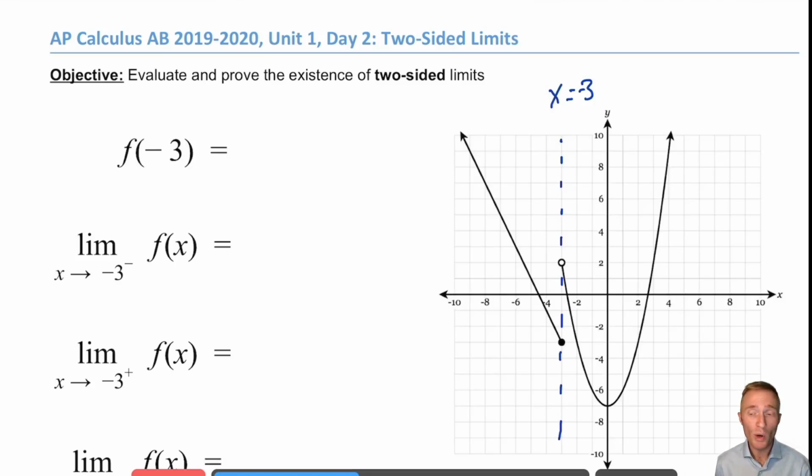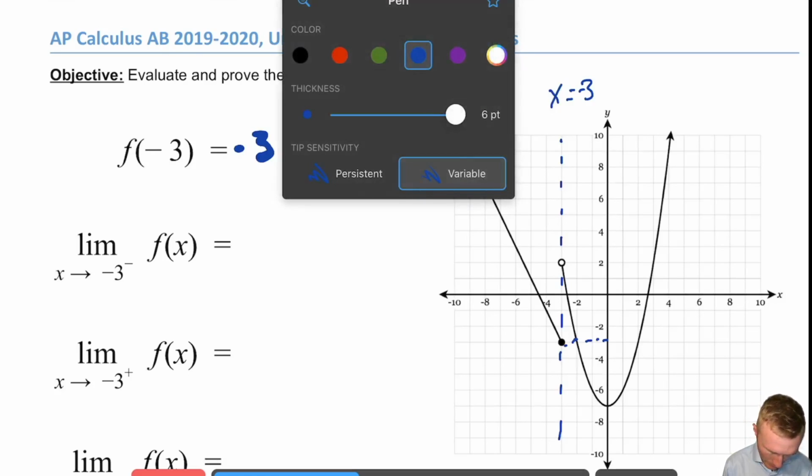First question is just what is f of -3, meaning what is y when x is -3. And I know that that closed filled in dot is the one that counts. So I just look and draw over in my head what is the y value at that point, and it's also -3. So f of -3 is -3.